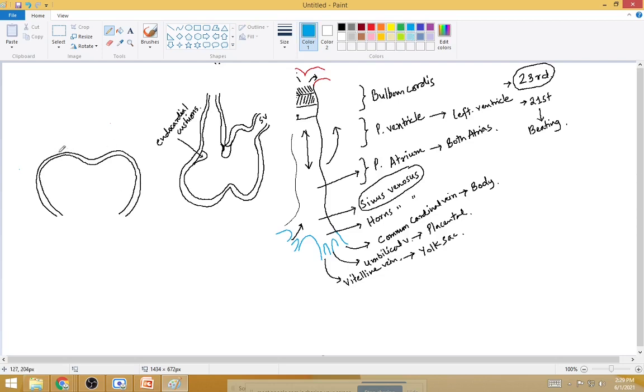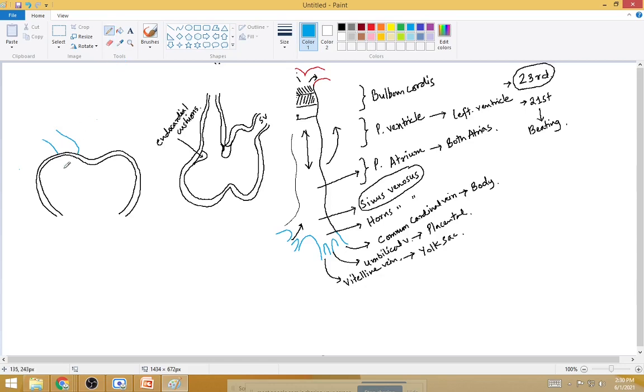What is opening? Initially both the horns were opening, isn't it? With the various branches, inputs. So what will happen? The left side almost nil. There is nothing in the left side. Almost it's gone. Something is there, but it's not yet opening. So almost you can say only the right horn is now opening into the posterior part of the right atrium. This part, is it clear? This is the right horn of the sinus venosus.